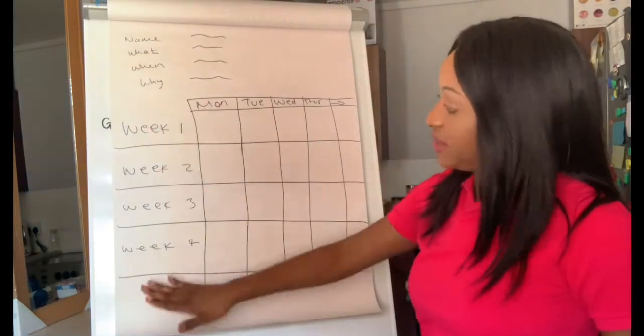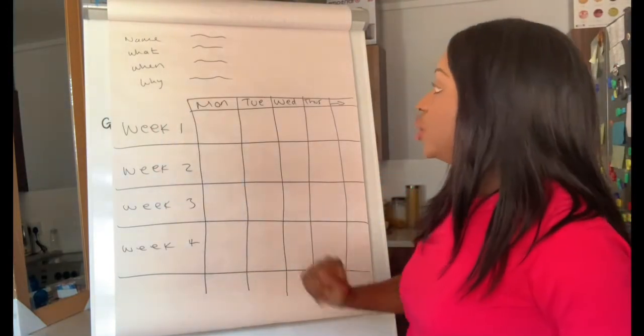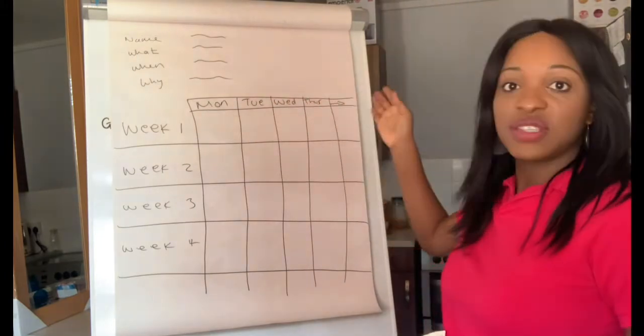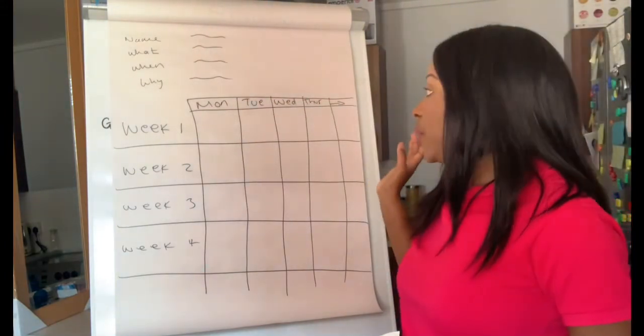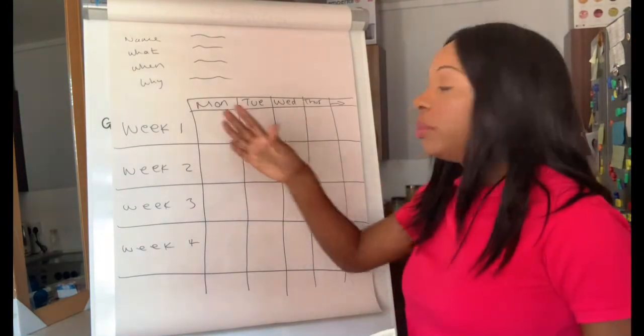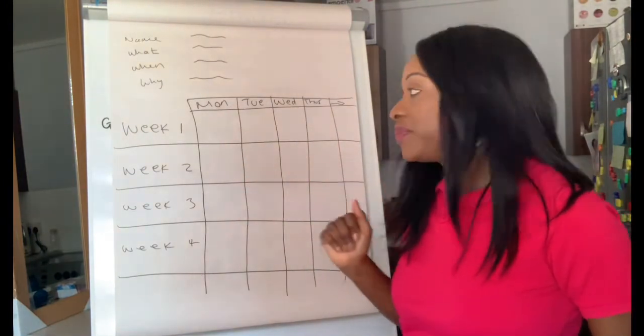So you have the weeks on the side, and then you put the days that you're going to do it across. So Monday, Tuesday, Wednesday, Thursday, Friday to Saturday. Maybe you might want to do it just for 5 days, but normally Monday to Sunday.